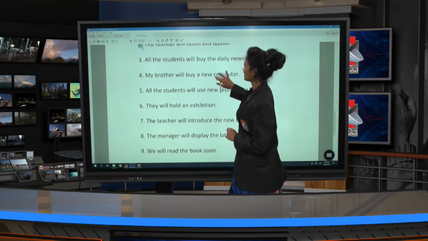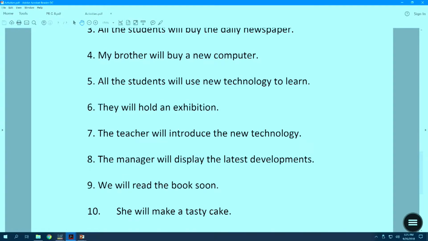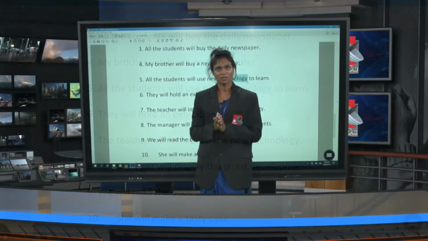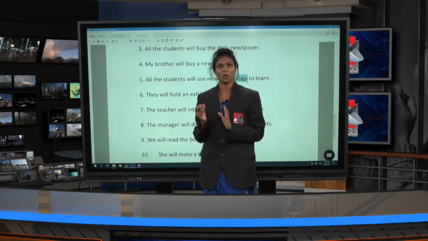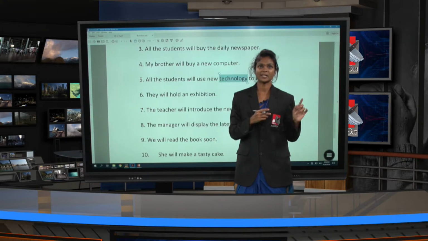right? Then number 3, all the students will buy the daily newspaper. Then what is the subject here? The students? No, all the students. All the students will buy the daily newspaper.